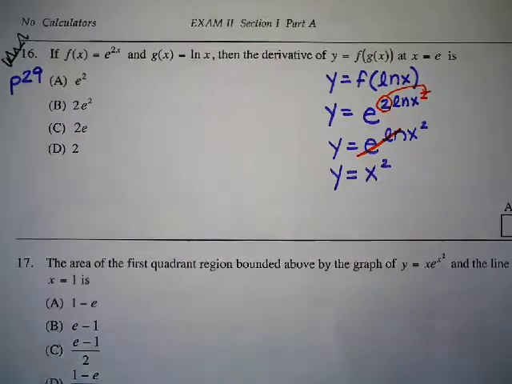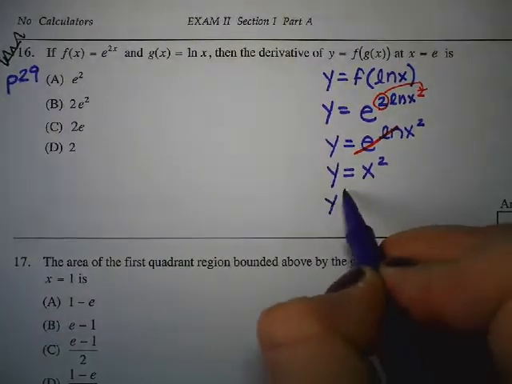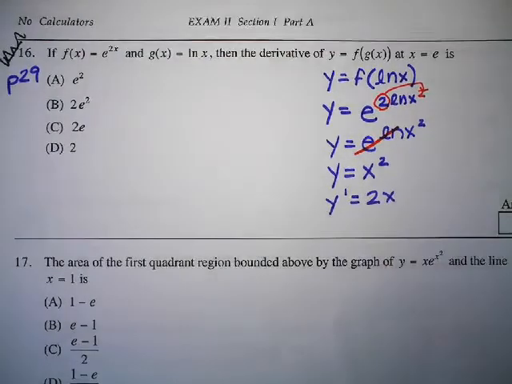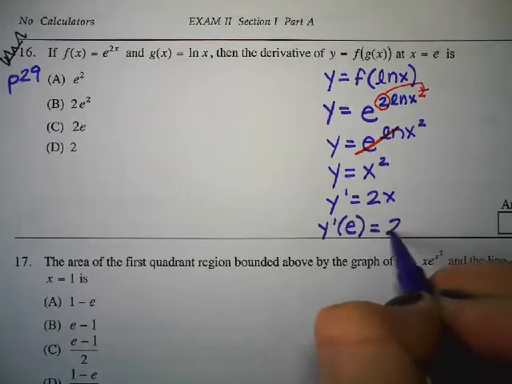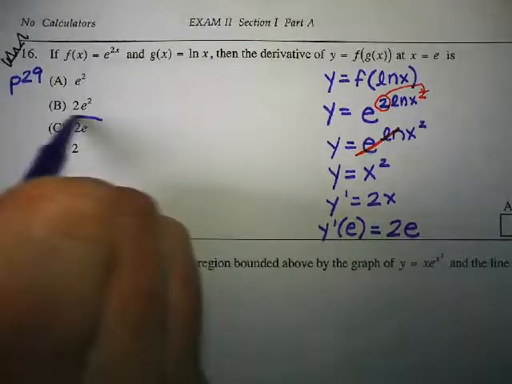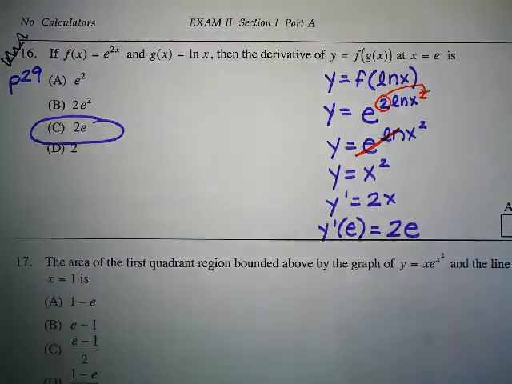The question was asking me to find the derivative. So y prime equals 2x. And then I'm really supposed to be finding the derivative at the value of e. So 2e, leaving me with answer choice C.